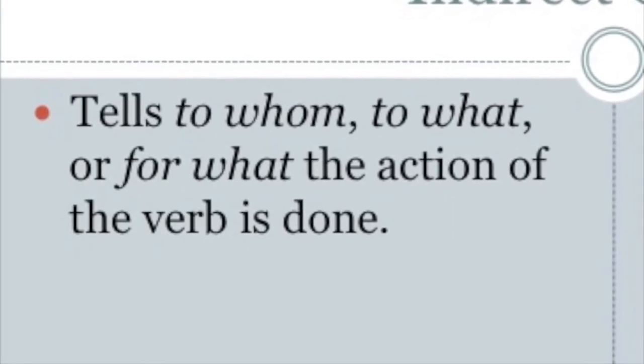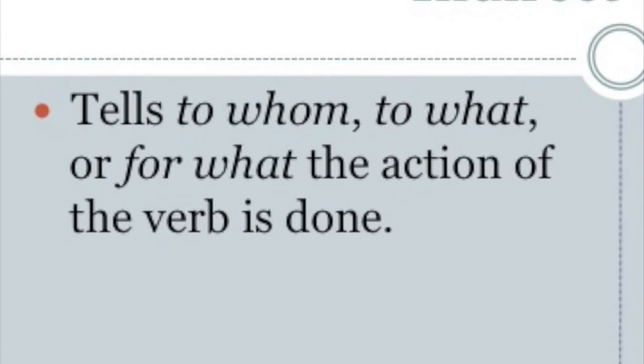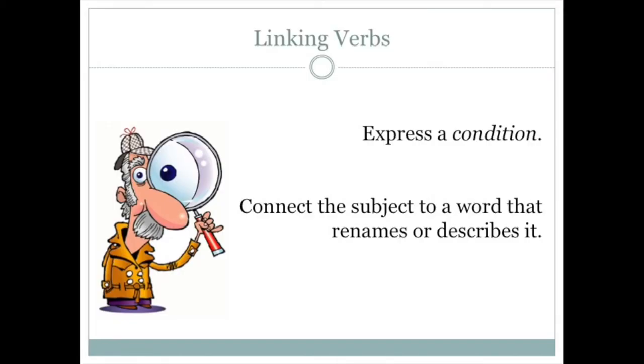Now, let's take a look at another kind of verb. The next kind of verb is a linking verb. These verbs are a little bit trickier to find because they don't express an action that you can see, hear, touch, taste, or feel. Instead, linking verbs express a condition. And what a linking verb does is it connects, or links, the subject to a word that renames or describes it. So basically, the linking verb is acting like a chain between the subject and another word in the predicate.